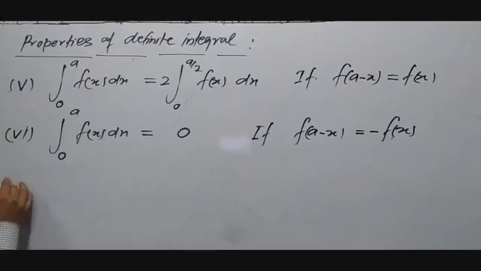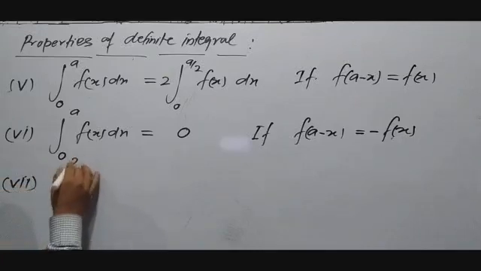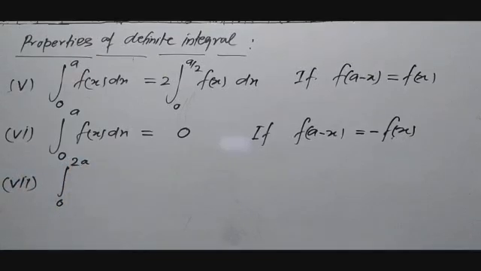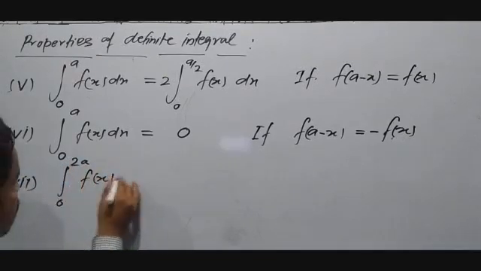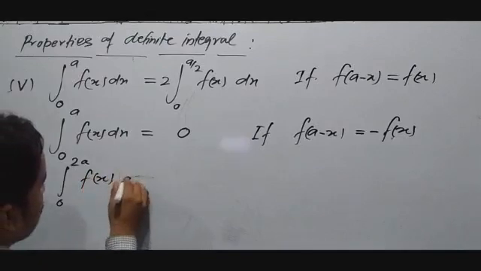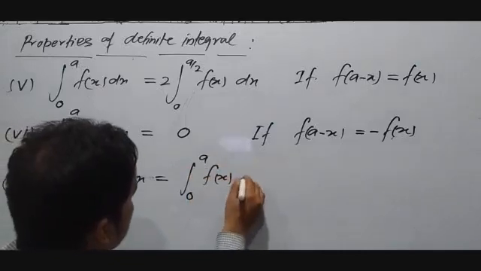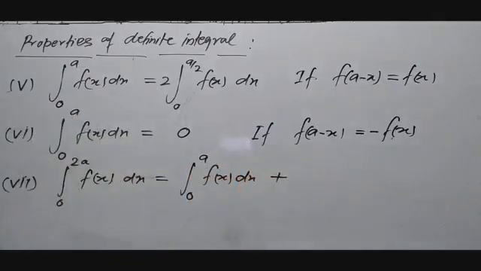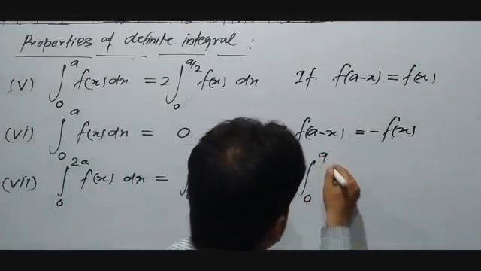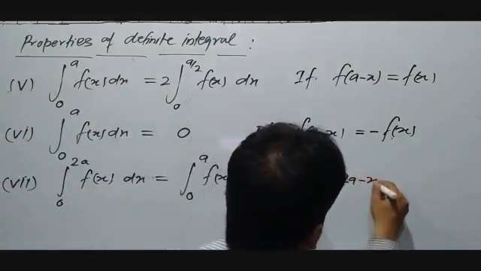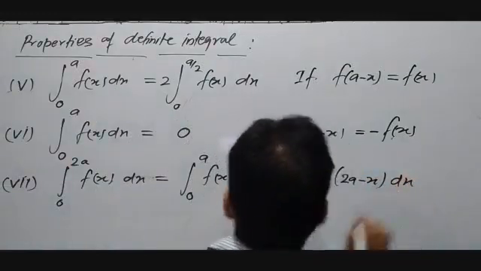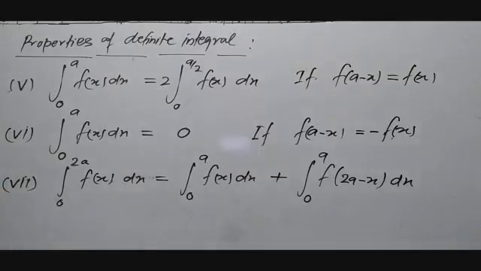Now the seventh property is the integral from 0 to 2a of f(x) dx. We can write it as the integral from 0 to a of f(x) dx plus the integral from 0 to a of f(2a minus x) dx. This is the seventh property.